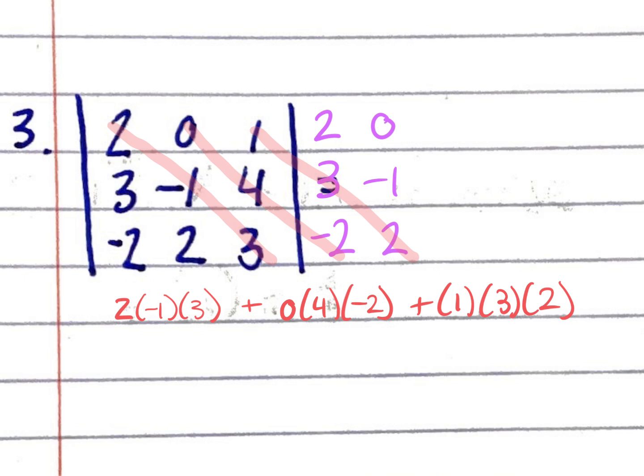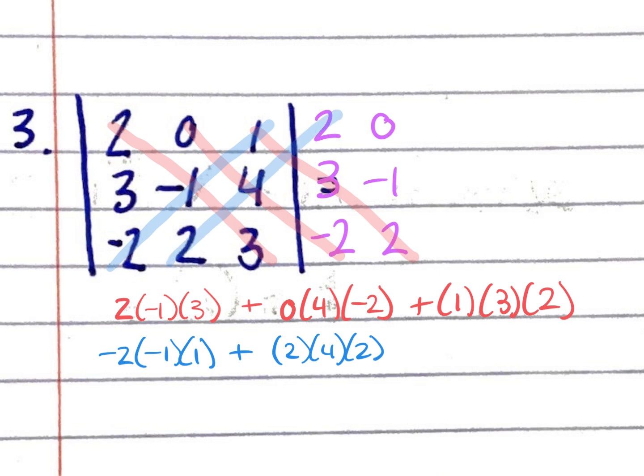Right, then we're going to go the other way. So negative 2, negative 1, and 1. Then 2, 4, 2. And then 3, 3, 0.